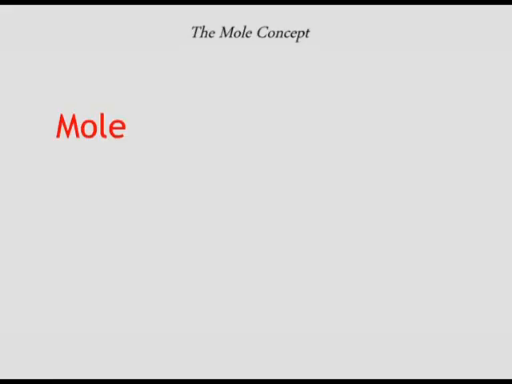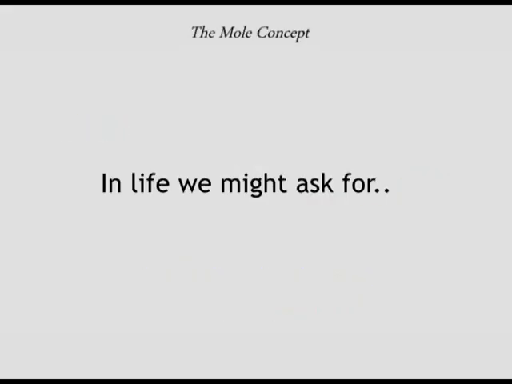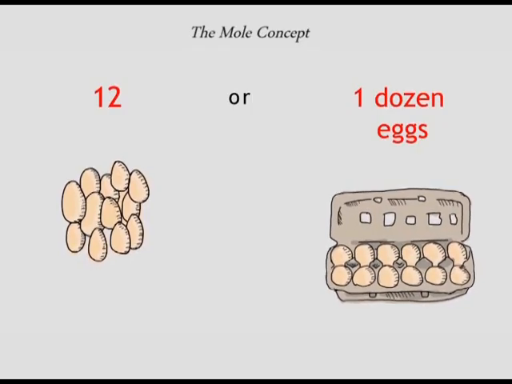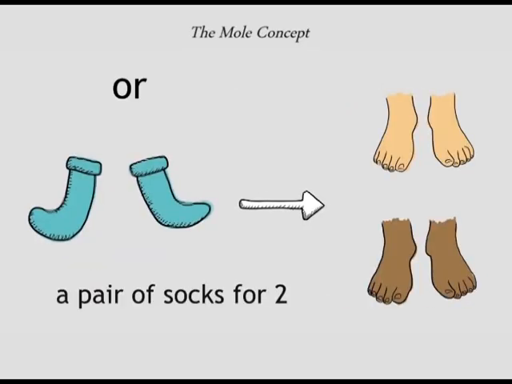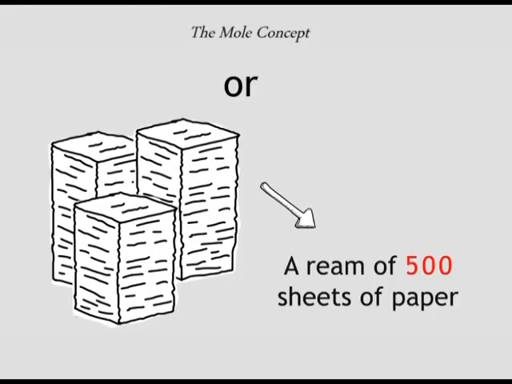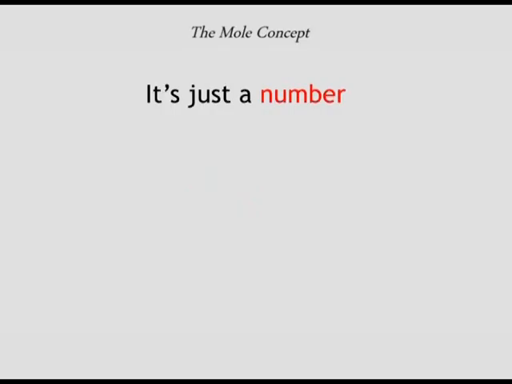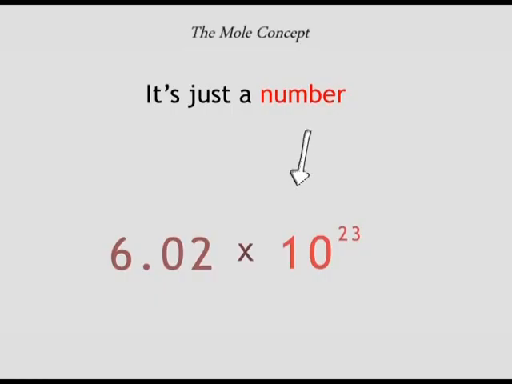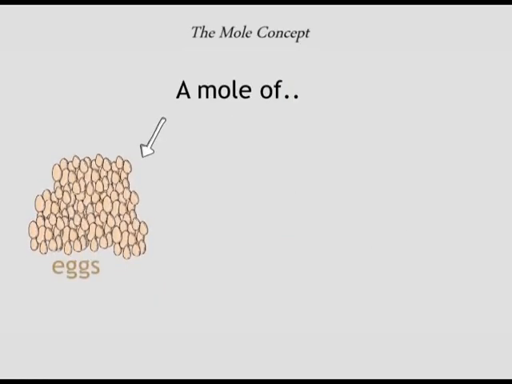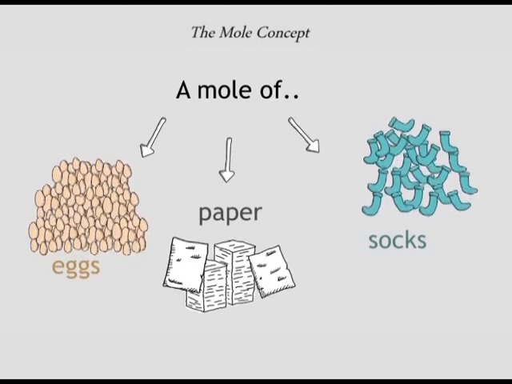A mole is simply a specific number. In life, we might ask for 12, or a dozen, eggs, or a pair of socks for 2, or a ream of 500 sheets of paper. A mole is exactly the same. It's just a number, and it's precisely 6.02 times 10 to the power 23. So we could have a mole of eggs, a mole of socks, or even a mole of sheets of paper.